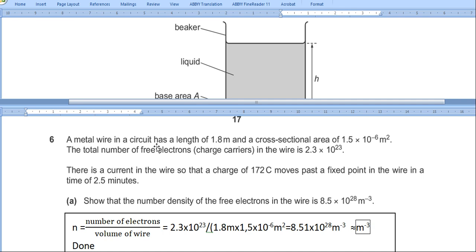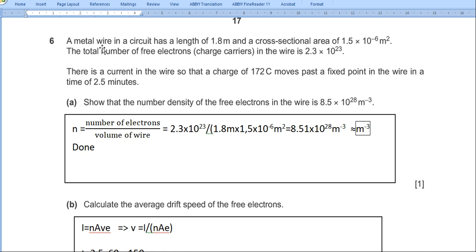A metal wire in a circuit has a length of so much, cross-section so much, total number of free electrons in the wire so much. There is current in the wire so that the charge of so much coulombs moves past a fixed point in the wire in time of 2.5 seconds. Show the number density of the free electrons is so much.